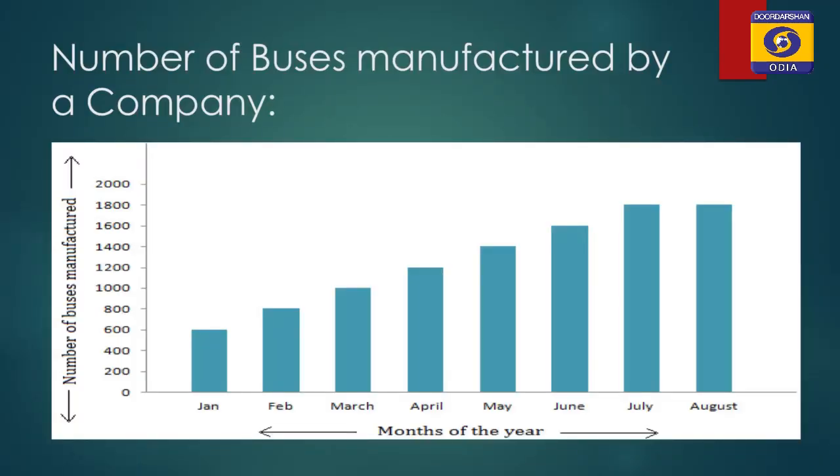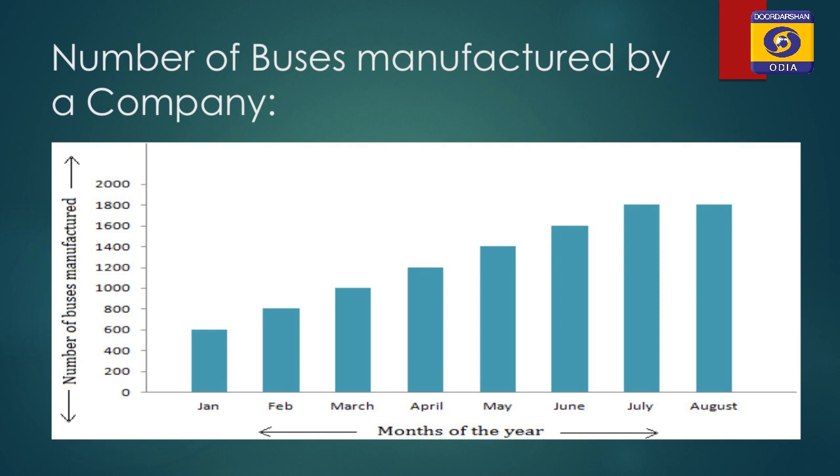So now I am showing a bar diagram. A bar diagram, here is no comparison. This bar diagram shows the number of buses manufactured by a company. You can have a good look. On the horizontal axis, there is a division of months, 8 months, January, February, March, April, May, June, July and August. And on the vertical axis, you will find the number of buses manufactured.